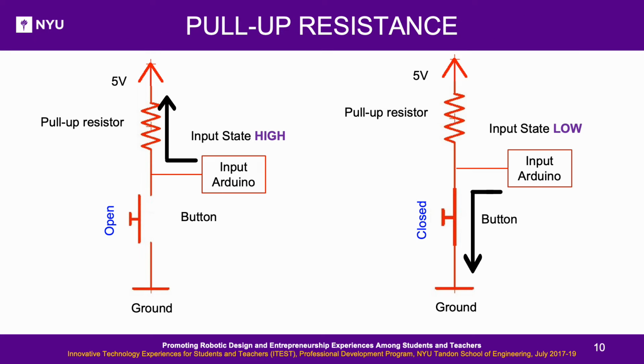Pull-up resistance. The resistor makes the input state high when the button is not pressed. When the button is pressed, the Arduino pin takes the least possible path and connects to the ground and reads as low.